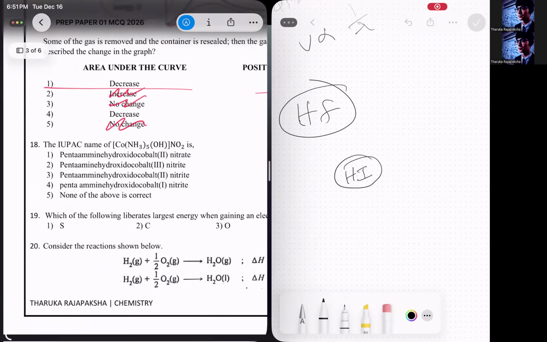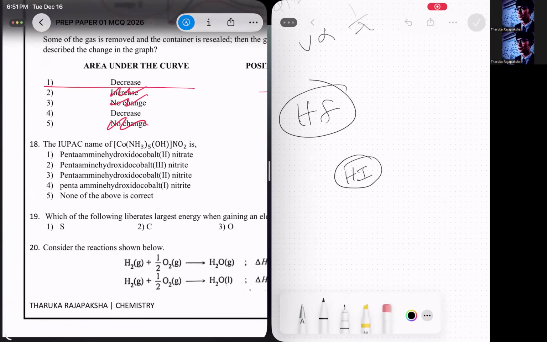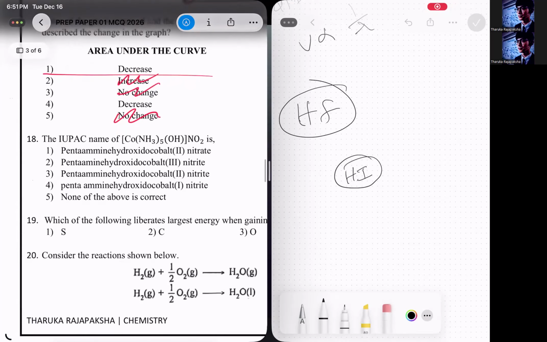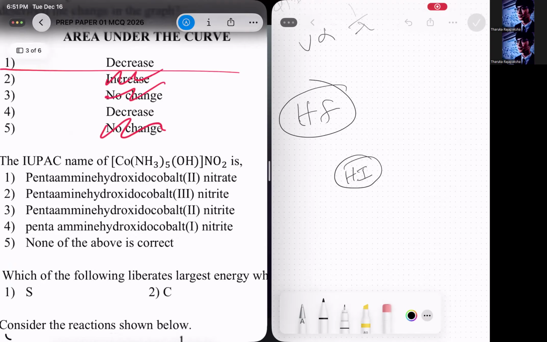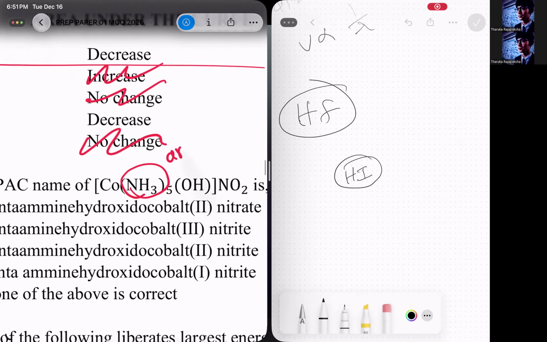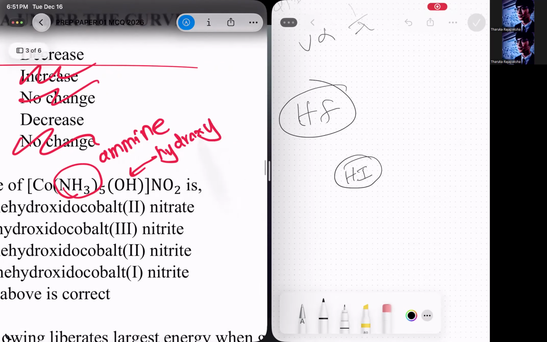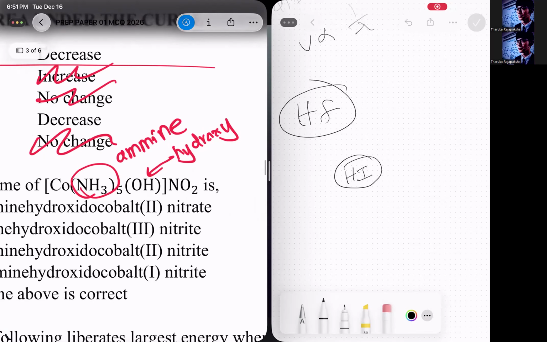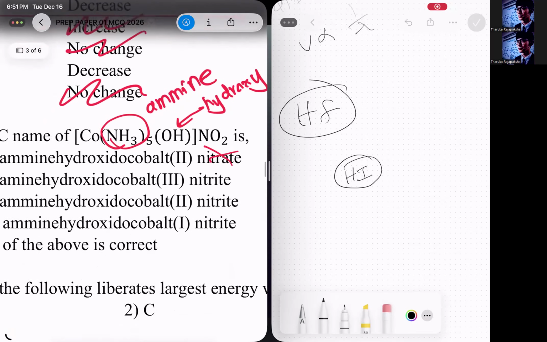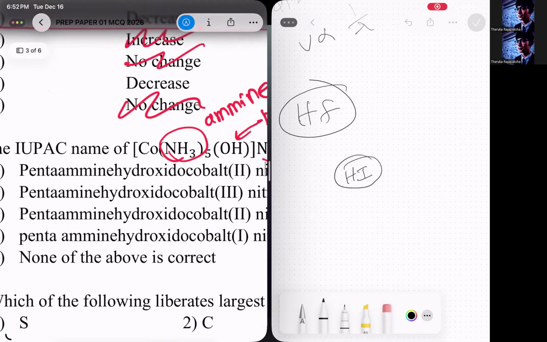Question number 18. Now we will go through the marking scheme. The marking scheme can have mistakes, so look at the discussion and correct yourself. There could be mistakes in the marking, and you should correct them. The IUPAC name of cobalt, ammonia 5 and then OH, NO2 is. So this one is the amine group. This is hydroxy. This is nitrite, not nitrate, nitrite. So none of the above is correct.